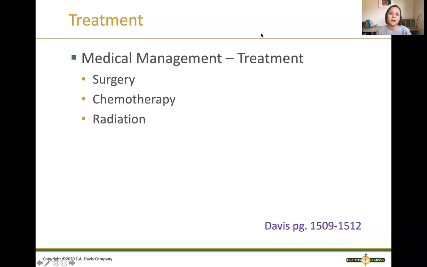As we discussed in our cellular regulation concept from Giddens, breast cancer treatment and management can involve surgery, chemotherapy, and radiation, and the provider, along with the patient, determine the best plan of care for them.